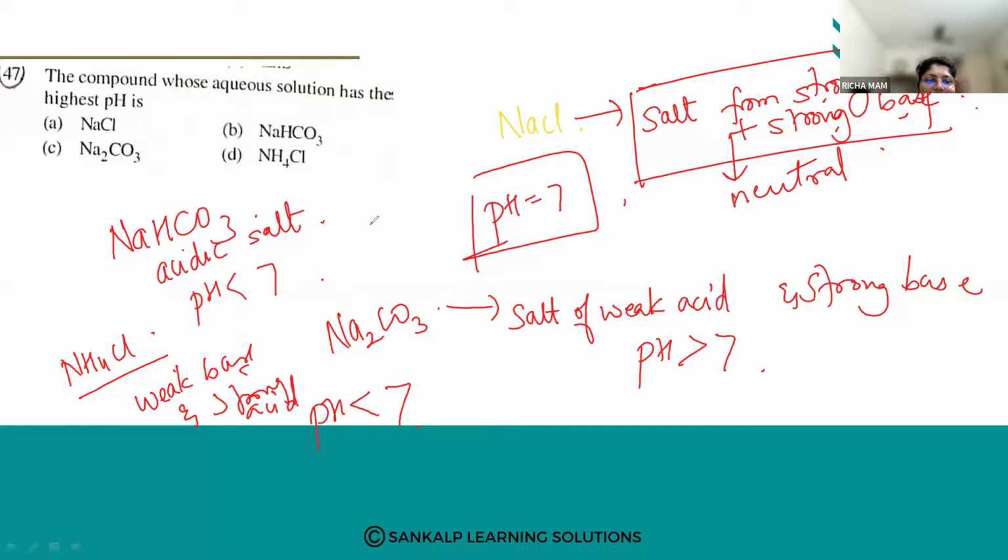Okay, so what is the answer? They have asked which has the highest pH. So the highest pH is of your option number C, that is Na2CO3. Okay, Na2CO3, that is sodium carbonate.